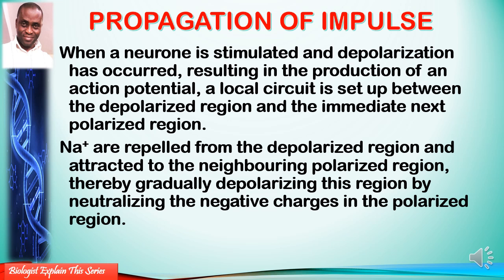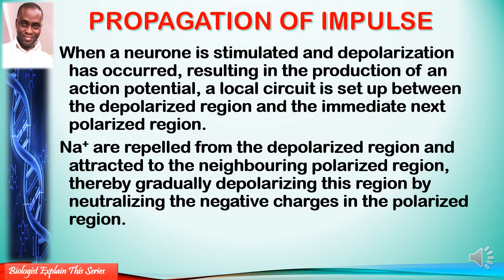So a local circuit is set up between the depolarized positive region and the adjacent polarized negative region. It is much like a battery. Just picture this in your mind's eye. A battery has a positive end and a negative end, and if you connect these two ends with a wire, a current begins to flow between them, because you have set up a circuit by connection. So the issue of a circuit comes in when you have connectivity. In a sense, when you have a depolarized region next to a polarized region, a circuit is set up.